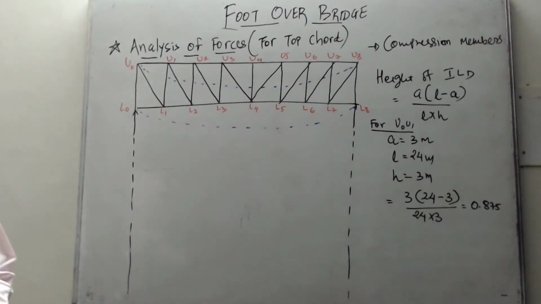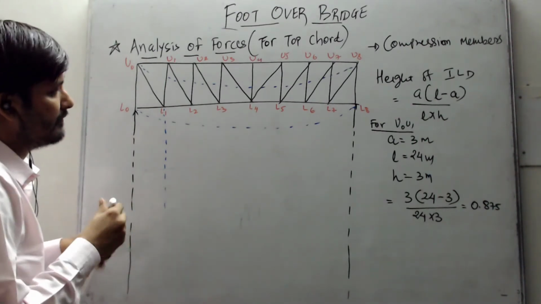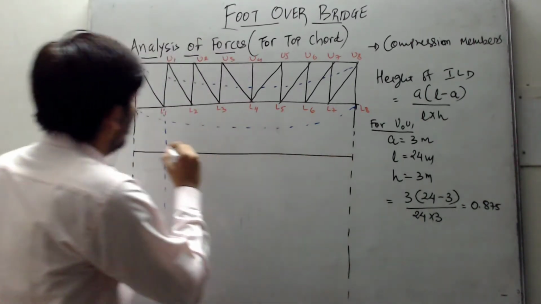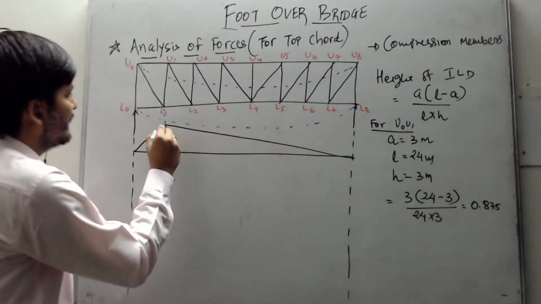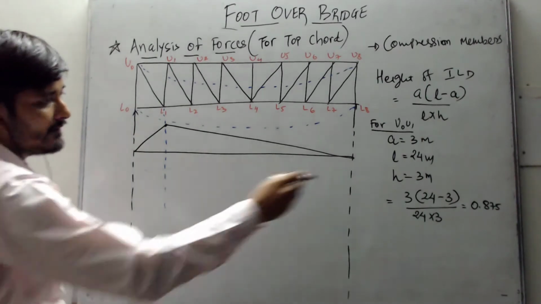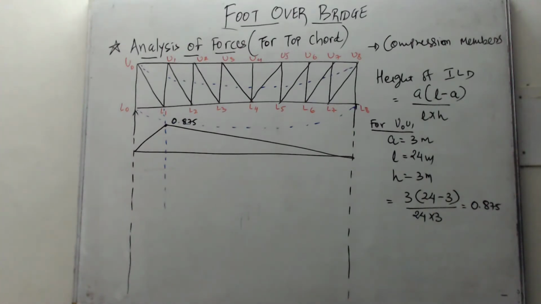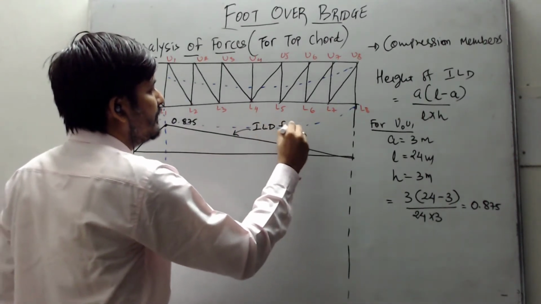Now I need to draw the influence line diagram at the end of U0 U1. So the U0 U1 member is this. So I need to project this. I need to draw a diagram which is called the influence line diagram, and I need to draw a triangle like this. So the height at this point will be 0.875. This is the influence line diagram for U0 U1. So this is called the influence line diagram for the U0 U1 member.